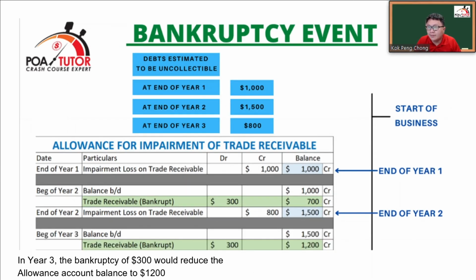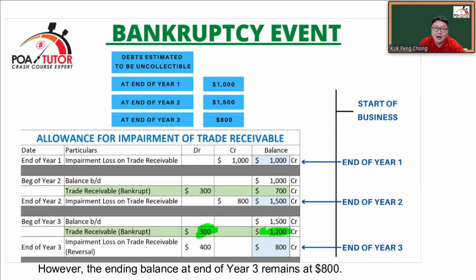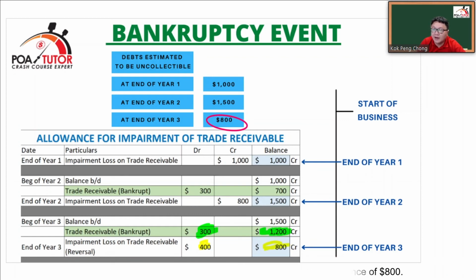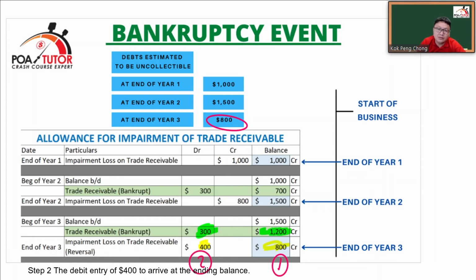In year 3, the bankruptcy of 300 will reduce the allowance account balance to 705. However, the ending balance at the end of year 3 remains at 800. So we need to credit 95 to the allowance account to have an ending balance of 800. The same steps remain, that is to determine 1, the ending balance of 800, and 2, the entry of 95 to arrive at the ending balance.